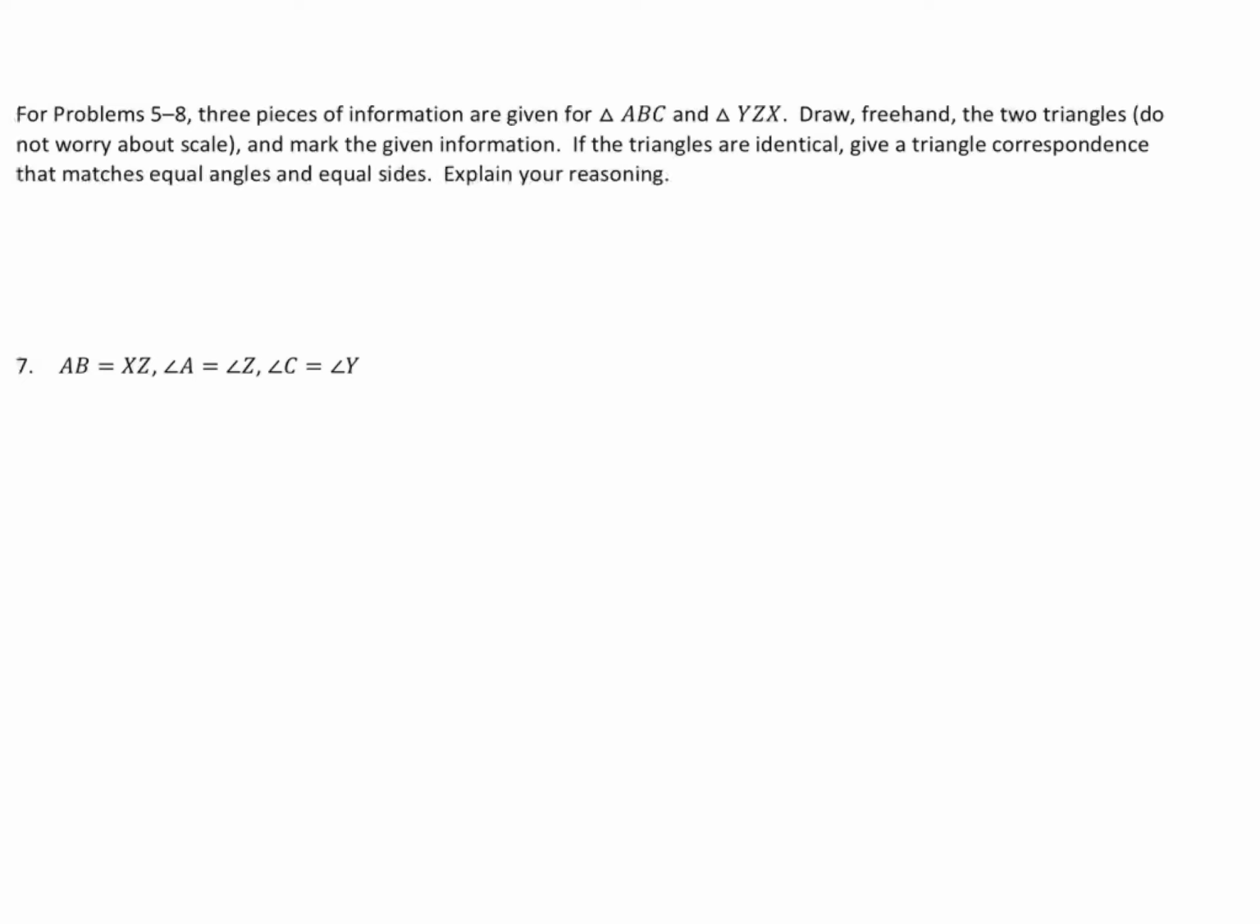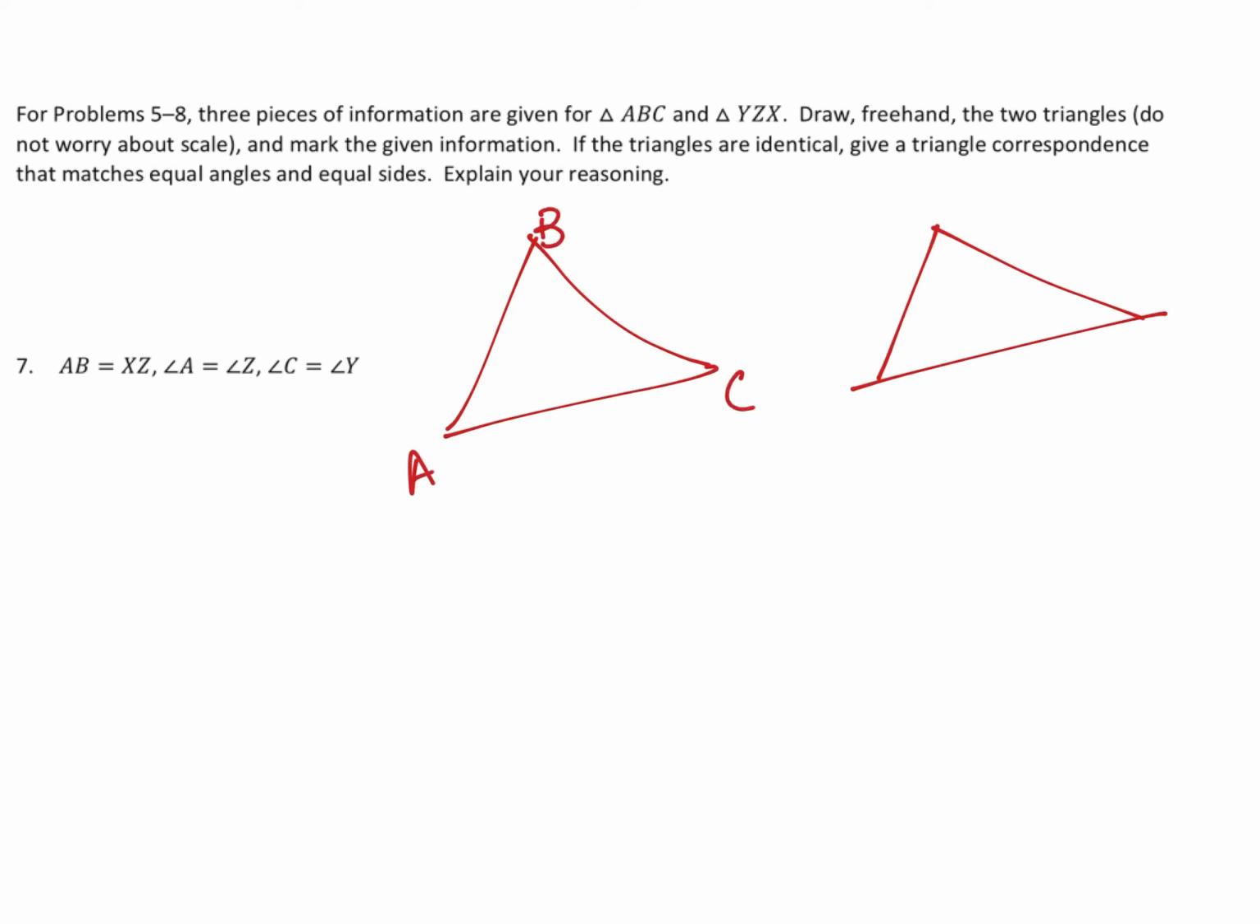Explain your reasoning. So we're going to sketch out 2 different triangles, and we're going to label them with A, B, C and Y, Z, X. It says AB, that side length, is equal to XZ. Angle A is equal in measure to angle Z, and angle C is equal to angle Y.